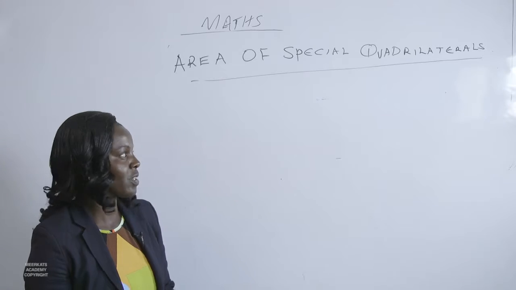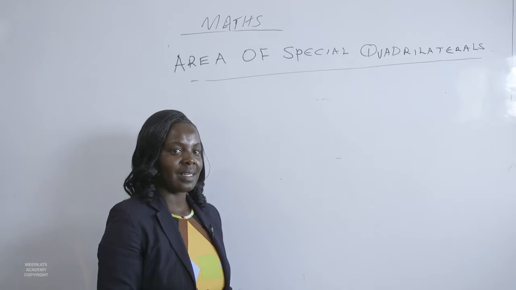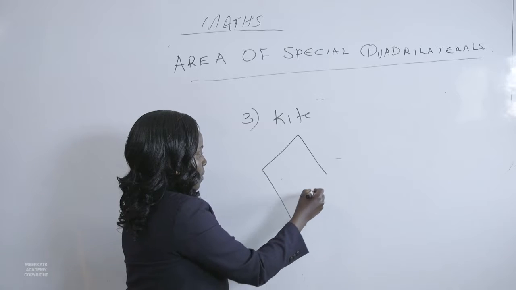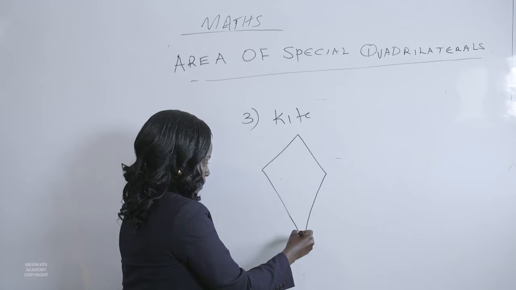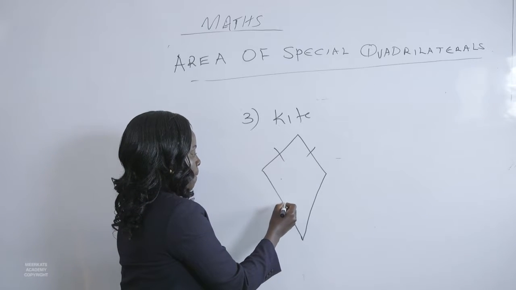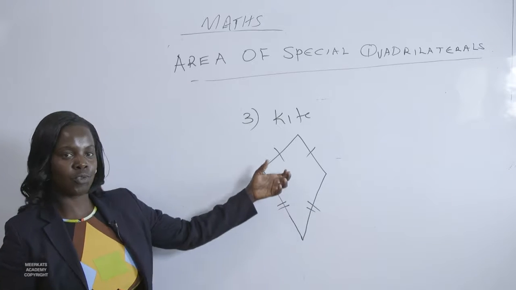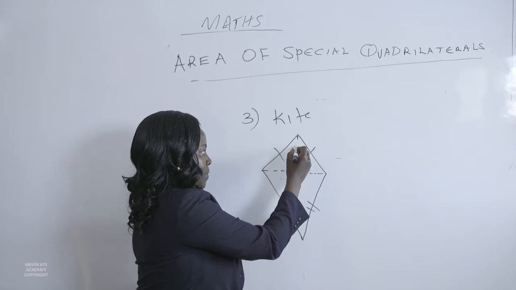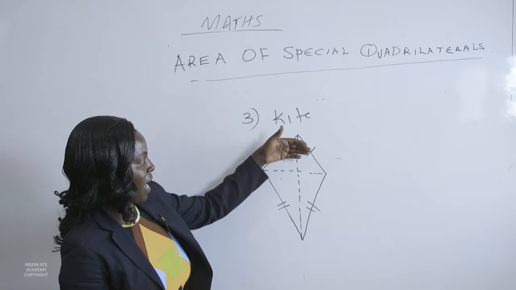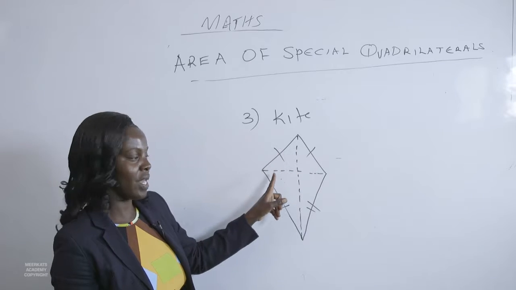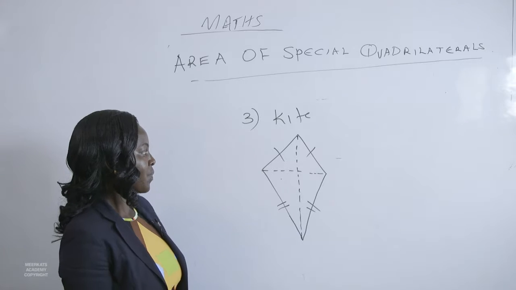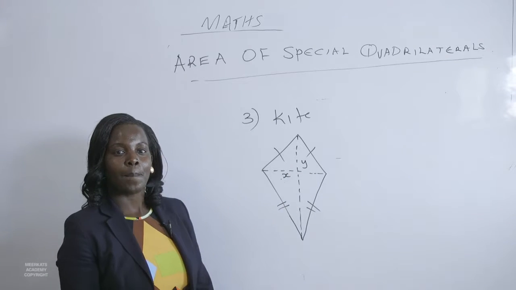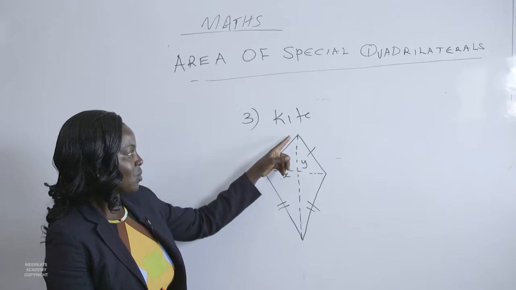Our next special quadrilateral, a four-sided figure that we want to understand today, is a kite. A kite has two isosceles triangles joined together. It has the upper isosceles triangle, meaning the two sides are equal, and the lower one, the two sides are also equal. So if we join these two triangles, then it will form a kite. A kite has also diagonals. It has diagonal x, let's call it x for now, and also diagonal y.